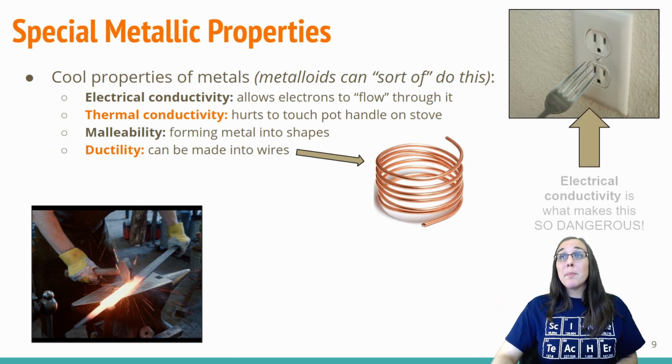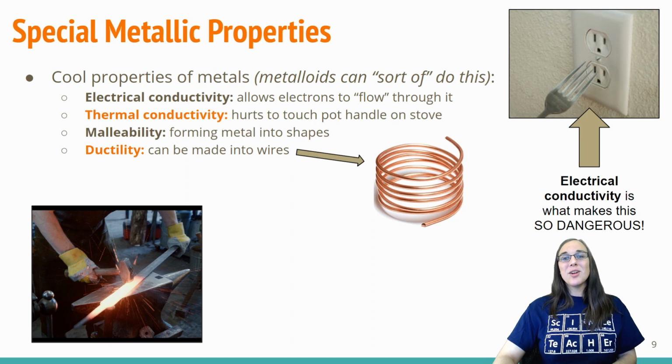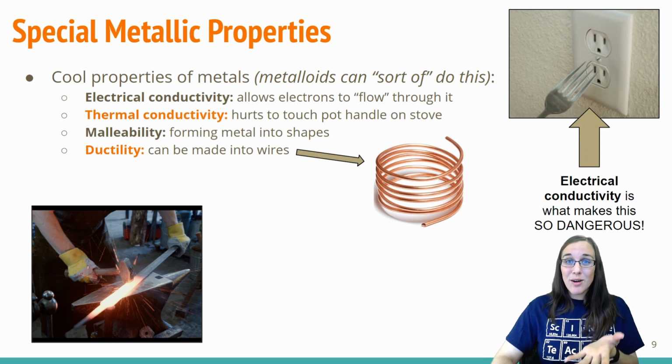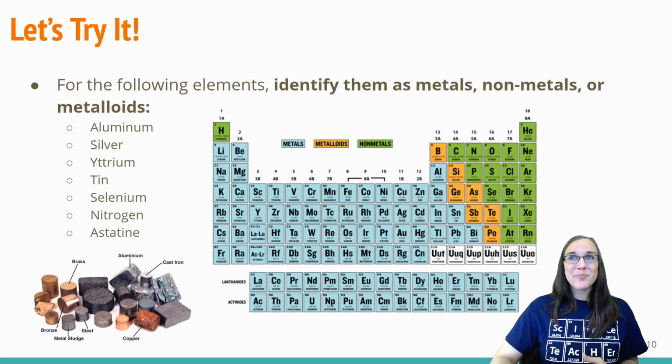So again, above my head, that would be electrical conductivity. That's what makes putting a fork in the outlet oh so dangerous, because then you're allowing the electrons to flow from said outlet into your body through the fork, through that metal. Also, the swordsmithing for malleability.